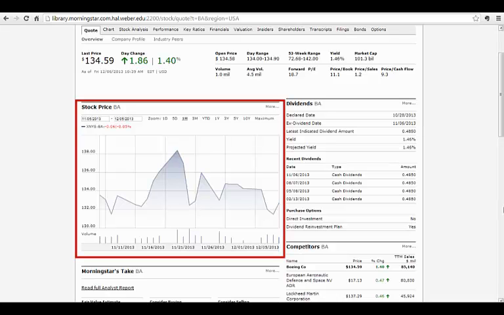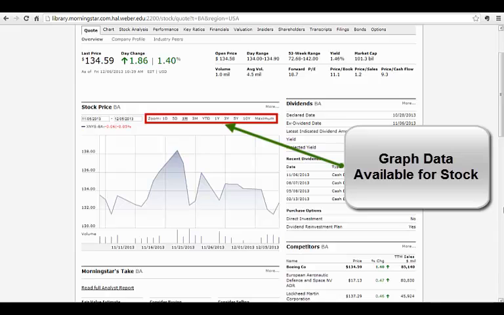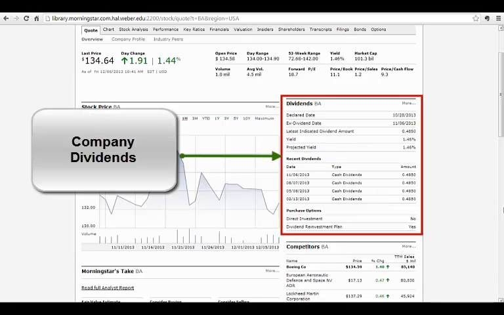Scrolling down, here you can see a graph showing the stock price range. The graph can be shown in multiple ways, including the 1-day, 5-day, 1-month, 3-month, year-to-date or YTD, up to the maximum, which is the maximum information available for the stock. If you're interested in the company dividends, you can get them here.